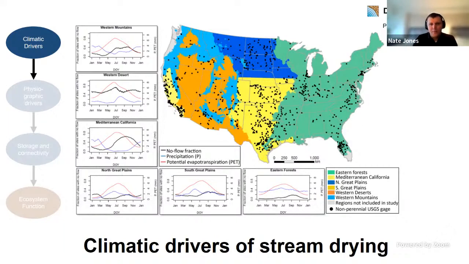For example, in Mediterranean climates, you obviously have this period from spring to winter where you have this large period of dry down. Whereas in the eastern forest, which is the region I live in, you have dry down at the end of the water year, but most of our gauges don't go dry very often.